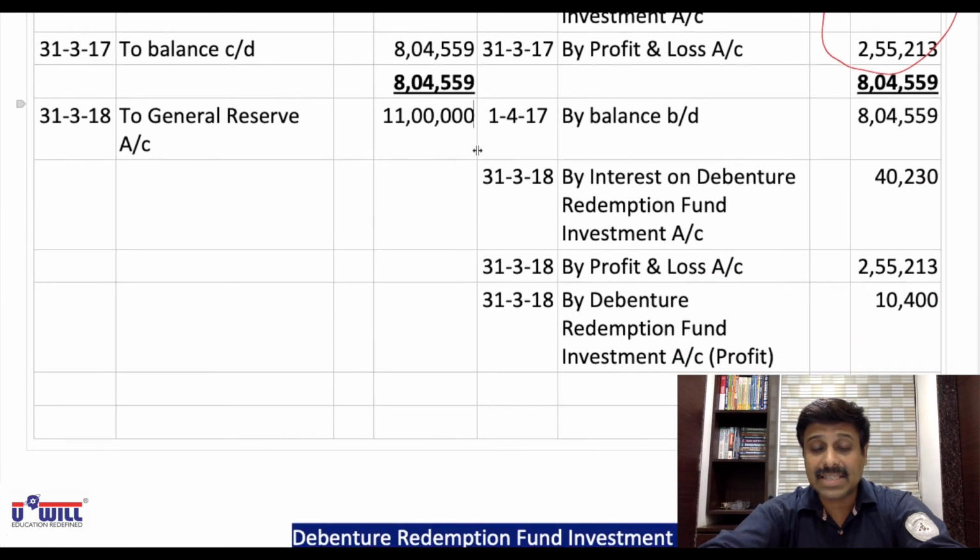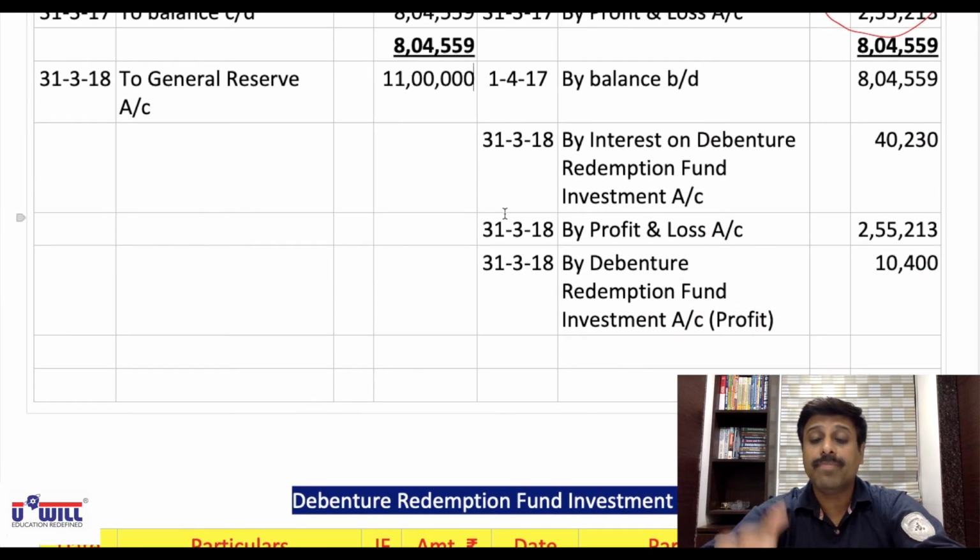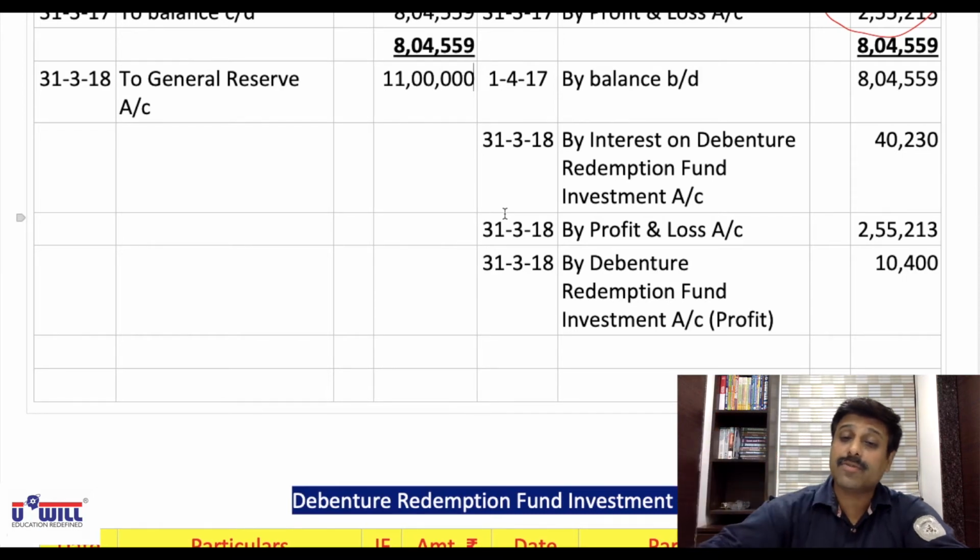Now whatever balancing figure remains in the fund account, if it remains on the credit side, will be transferred to P&L account; if on the debit side, it will be transferred to capital reserve account. Let us do the credit side total first. 804,559 plus 40,230 plus 255,213 plus 10,400. So that comes to 11 lakh.